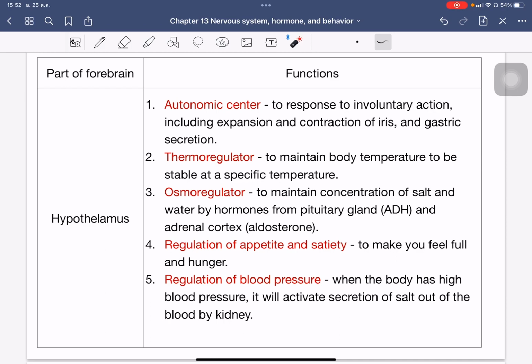And they also use aldosterone, secreted from the adrenal cortex, to control sodium and potassium. And the regulation of appetite and satiety, to make you feel hungry or full, or even the blood pressure. The blood pressure is controlled by this part.